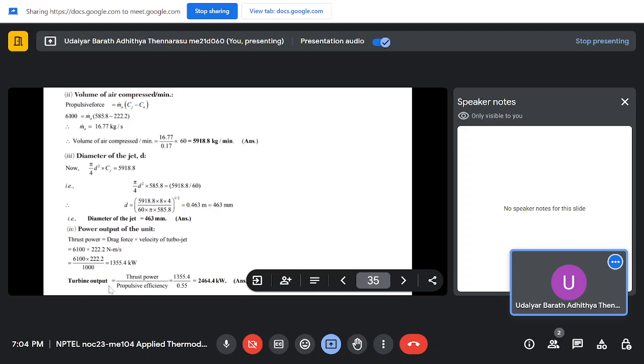Then turbine output or propulsive power: propulsive efficiency is thrust power divided by propulsive power. Propulsive power is nothing but the turbine output which we are getting. Thrust power is 1355.4. The propulsive efficiency is 0.55. So the propulsive power, so power output is 2464.4 kilowatt.